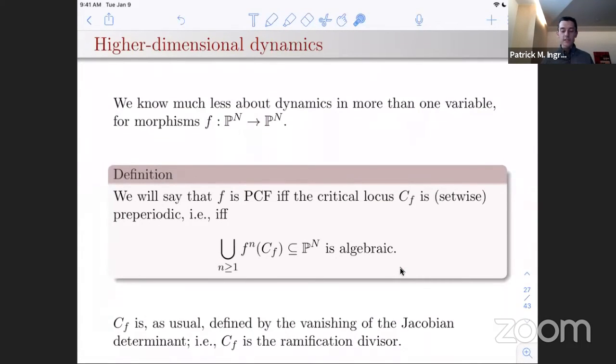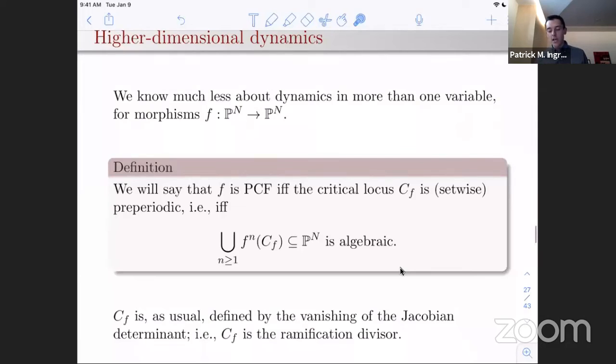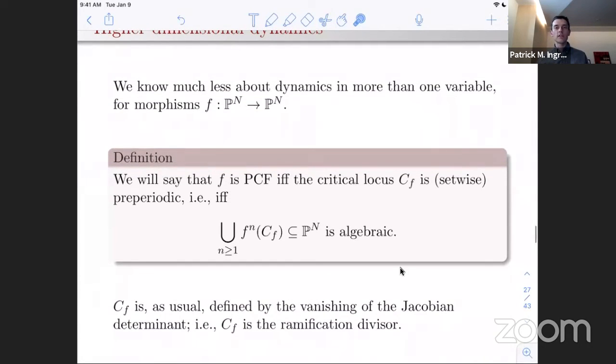So in the last little chunk here, I want to talk about this question in the higher dimensional setting.